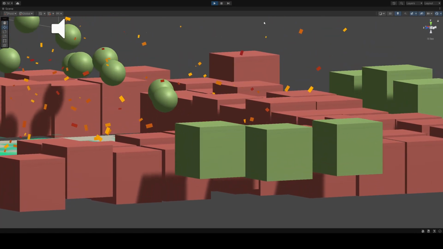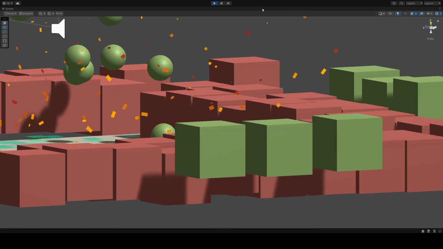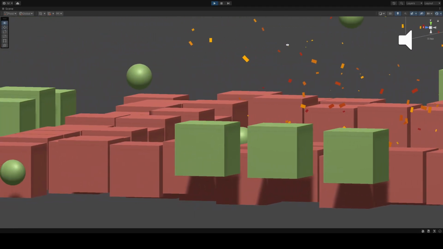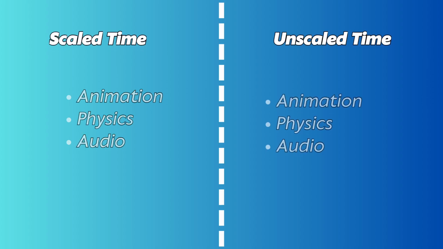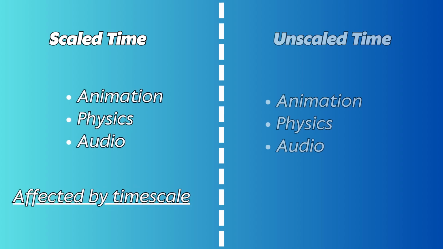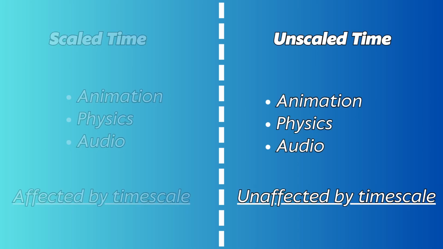So we want to affect all these different parts of our game, but then we also selectively want to not affect certain other parts, just like we did with the animations just now. There is a way to do this selectively through script. Scaled time is the one that you normally use. It's just called time. It includes delta time and fixed delta time. They are affected by time scaling. Unscaled time, on the other hand, is not affected by time scale at all.